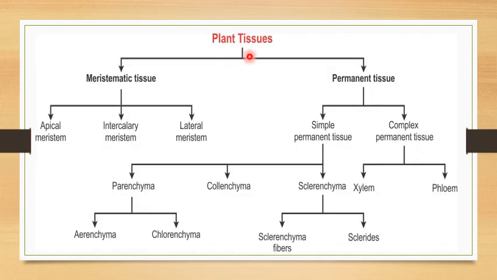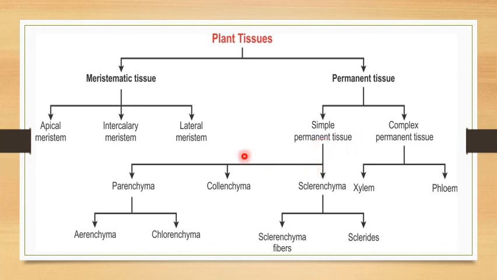Plant tissues, on the basis of dividing capacity, are of two types: meristematic tissue and permanent tissue. Meristematic tissue, on the basis of location, is of three types: apical meristem, intercalary meristem, and lateral meristem. Permanent tissue, on the basis of cell type, is of two types: simple permanent tissue and complex permanent tissue.